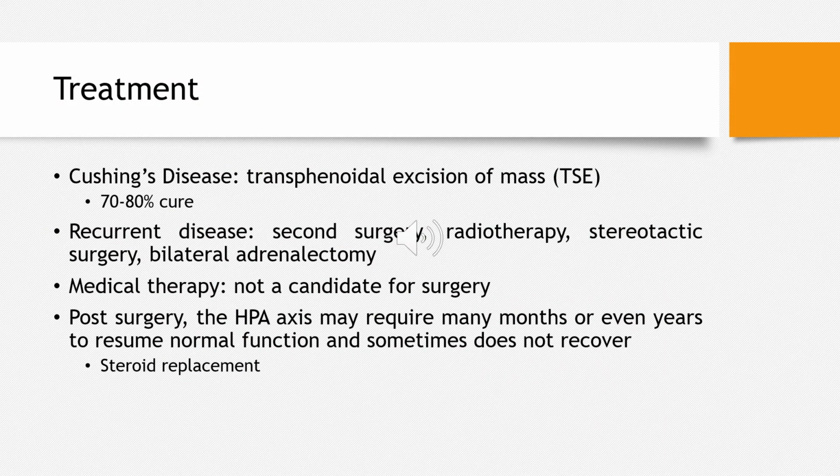For the management, basically, patients with Cushing's disease should be referred for transsphenoidal excision of the mass, giving a 70 to 80% cure rate. In cases where the disease is recurrent, a second surgery should be considered, or if not, radiotherapy or stereotactic surgery can be done. In the worst scenario, bilateral adrenalectomy may be considered, but this is rarely done today. In patients who are not candidates for surgery, medical therapy may be given.